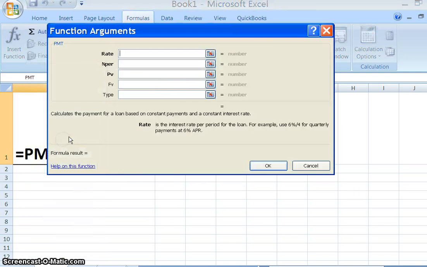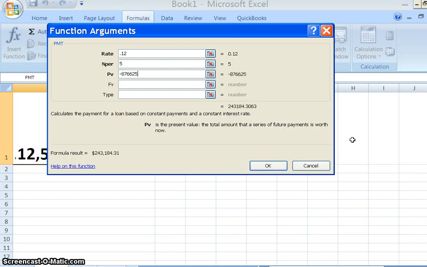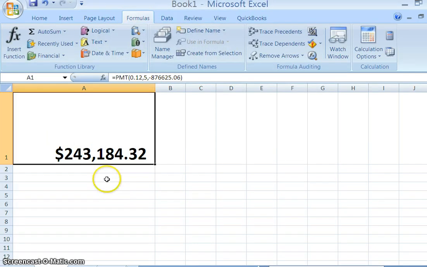There's payment, rate is 12%, required rate of return, period is 5 years, and the present value that I need to cover is $876,625.06. So that would be a cash flow of $243,184.32 per year from sales.